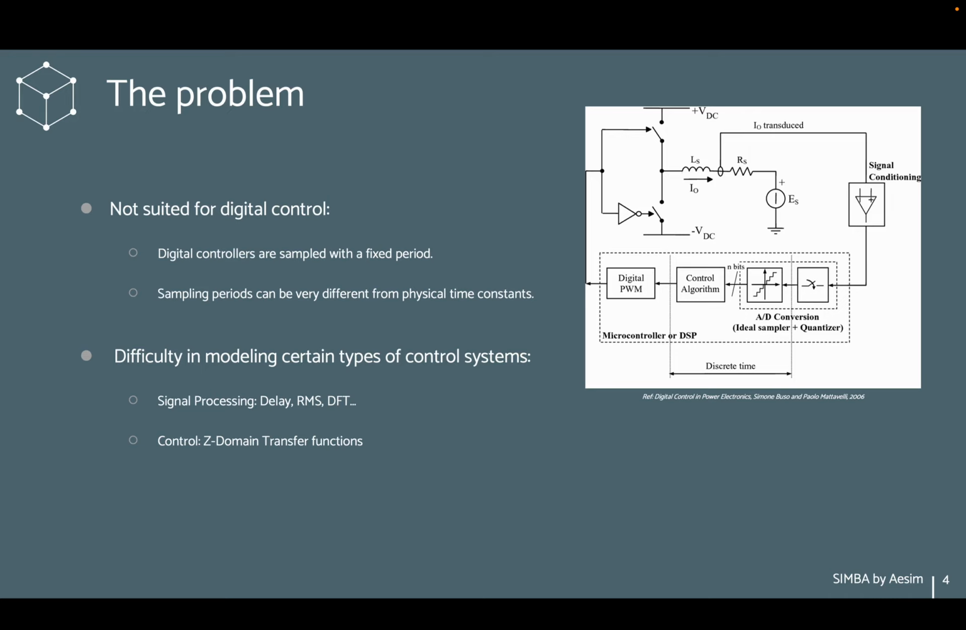The issue is that in most converters, when we use digital control, the digital controller works with a fixed period, a fixed sample time. And this sampling time can be very different from physical time constants that are in the system. That's one issue. The second issue is that because of the predictive time step solver, it's very hard for us to model some types of control systems like Z-domain transfer functions and models like delays, root mean square (RMS) calculations, and DFTs.